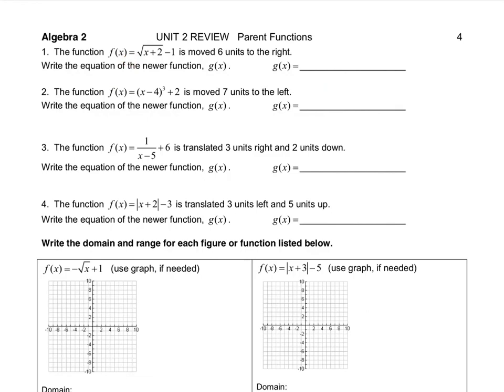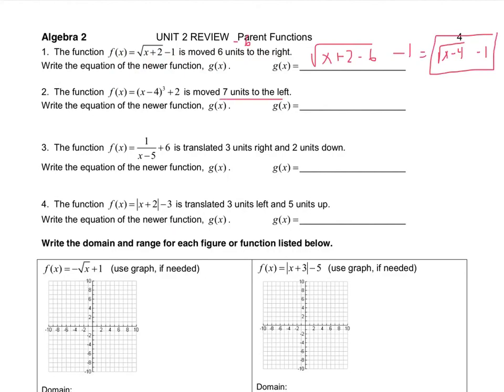Now again, let's talk about creating an equation. Now you have this function and they're asking you to move it 6 units to the right. So 6 units to the right means you have to subtract 6 from the inside of the radical. So x plus 2 minus 6, and the minus 1 stays outside. So it's going to be radical of x minus 4 and minus 1 on the outside.